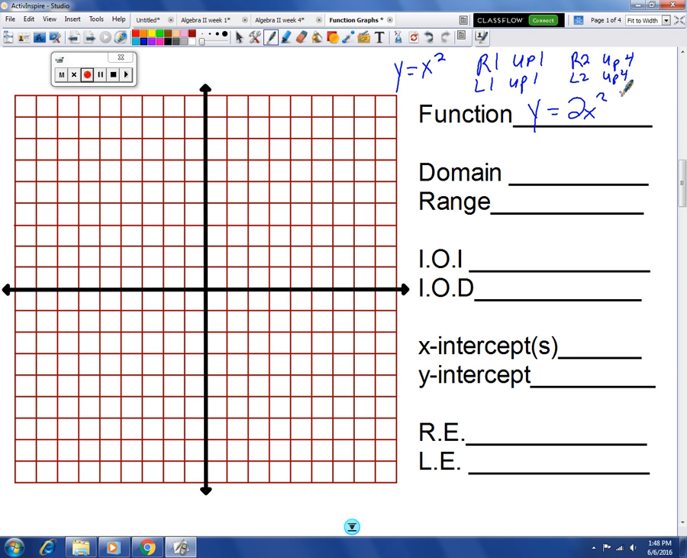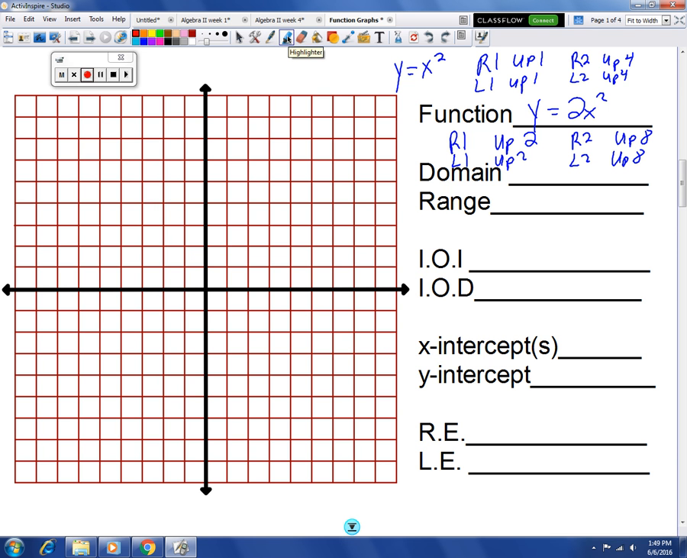Y equals 2x squared goes almost the same way. When you go right 1, if it was not a 2 in front of x squared, you go up 1, but we're going to take that 1 times 2 and say up 2. And if we go left 1, we go up 2. If we go right 2, we square that and get a 4. 4 times 2 is 8. We're going to go up 8. If we go left 2, we also go up 8. So the graph will go simple like this.